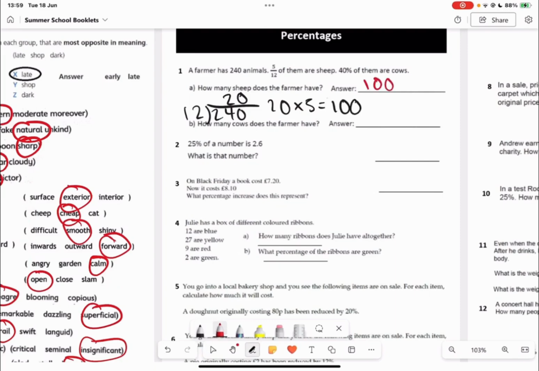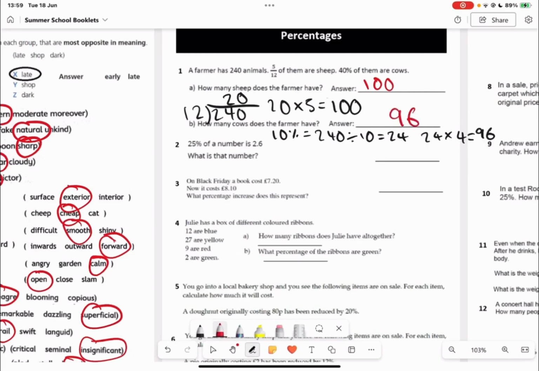Then we look at how many cows the farmer has, and this is 40% of 240. So how we can find this first is by finding 10%. So 10% will be equal to 240 divided by 10, because 240 is equal to 100%. And that'll equal 24. And then we do 24 times 4 because it's 40, so 4 10%. And 24 times 4 will be equal to 96. And that leaves our answer as 96.